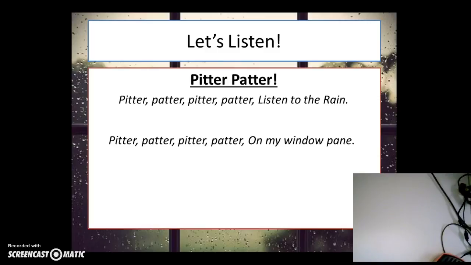Pitter patter, listen to the rain. Pitter patter, on my window pane. Great.